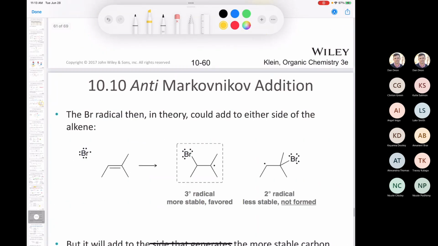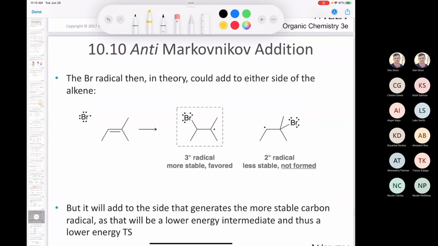Check it out. If you have the bromine radical and your alkene, you've got two possibilities for the bromine, right? You've got two carbons in the double bond. It could either add to the red carbon. That would occur like this. So you'd form a bond between the red carbon and the bromine, and then you'd put the radical here. That would give you a tertiary radical. The bromine is adding at the less substituted position. However, you could also add the bromine at the more substituted carbon.